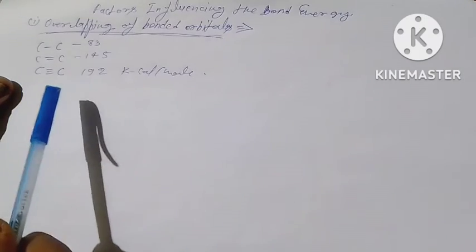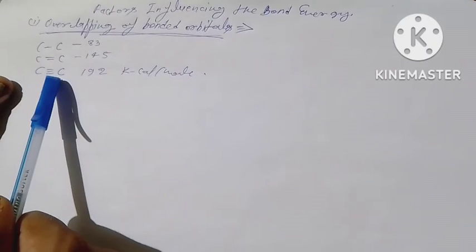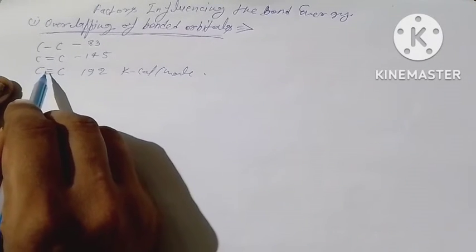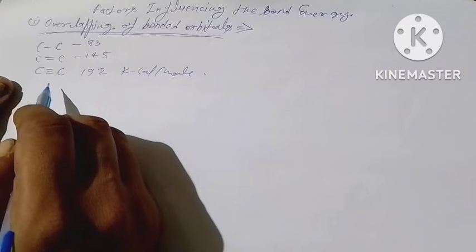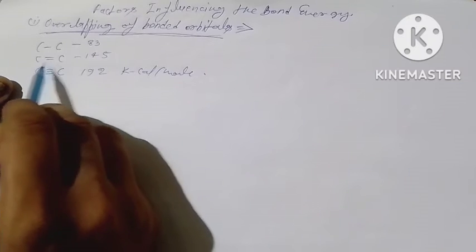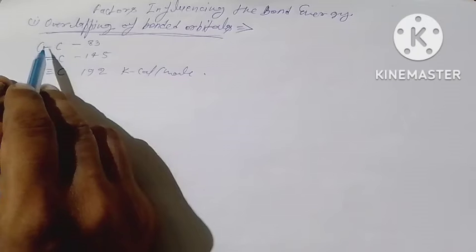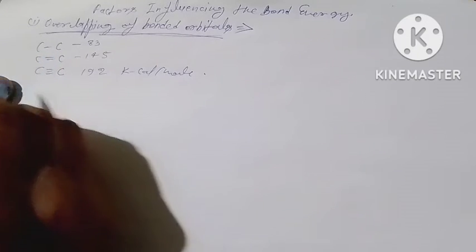In carbon triple bond carbon, there will be overlapping of three orbitals. In carbon double bond carbon, two orbitals, and in carbon single bond carbon, one orbital overlaps.